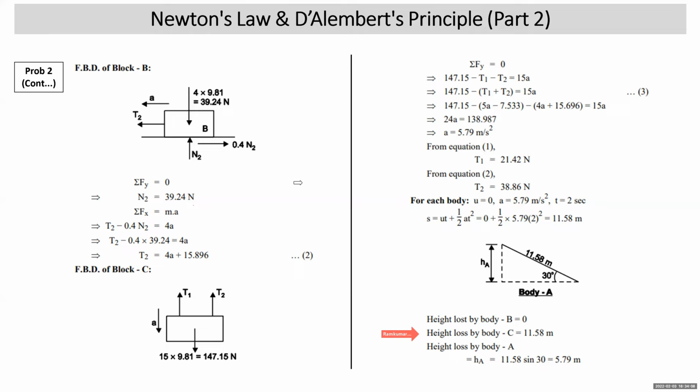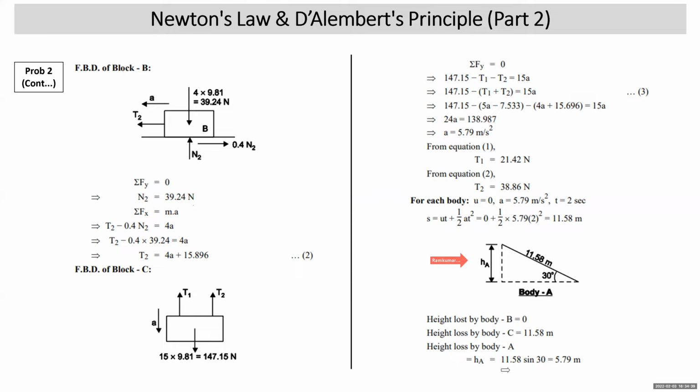Now we come to block A. Block A is on an inclined plane and it has traveled the distance 11.58, making 30 degrees with the x-axis. Now the height loss by block A will be the component of this distance in the vertical direction. So that is HA. From this diagram, you can understand the plane is making 30 degrees with the horizontal. Sloping distance is 11.58, and the side opposite to the angle will be sine. So HA, the height loss by block A, will be 11.58 sine 30. That is 5.79.